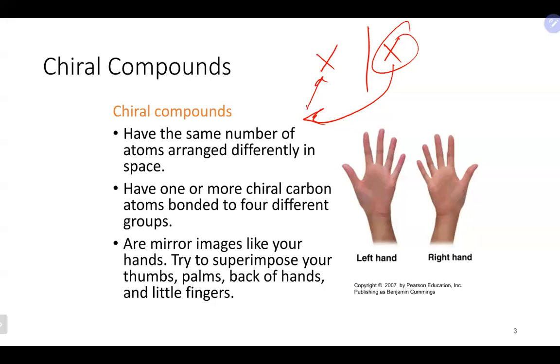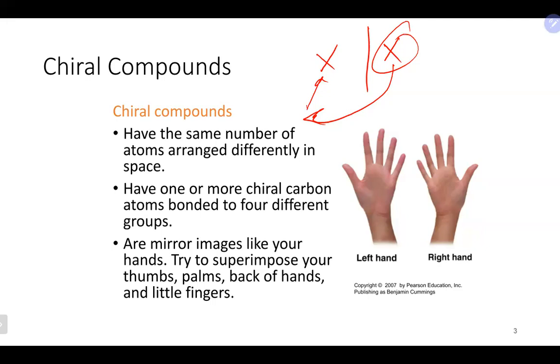We could put it down like this. Thumbs are good. Palm up, palm down, not so good. Palm down, thumbs on the wrong side. So you could try to rotate as much as you like. Don't hurt yourself. But you will never be able to get both of those images to sit perfectly on top of each other. And that is what a chiral molecule is. You take the mirror image out of the mirror, and even with as much rotation or movement as you want, you can never get it to fit perfectly right on top of the original structure. And that is, again, what a chiral compound is.